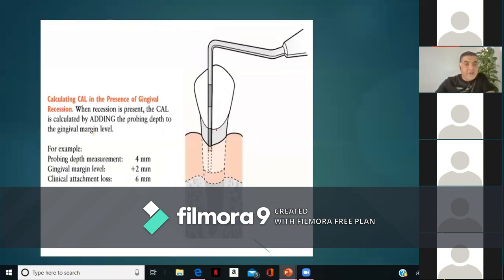So for example here, the gum recession is 2 millimetres. This is the gingival margin, and this is the junctional epithelium, the base of the pocket. From here to here is 4, let me say. And here the gum recession is 2, so altogether the clinical attachment loss will be 6. They might ask you in part 1, and they might ask you in part 2, to do it just in a math way. It is very important.